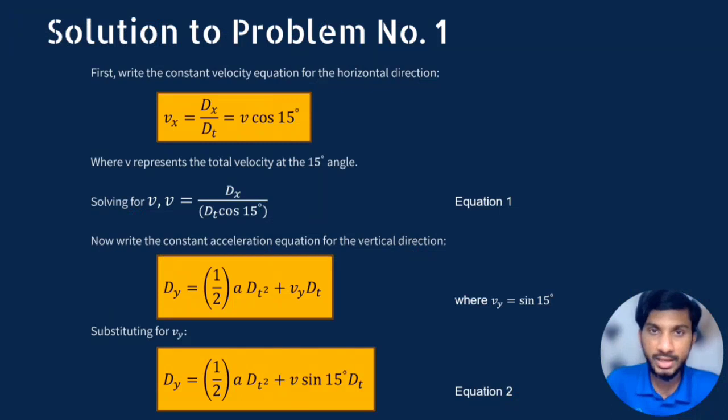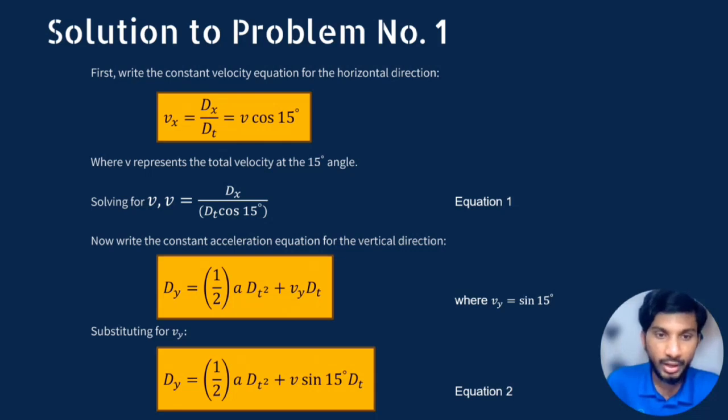As you can see, this is the solution of problem number 1. Firstly, write the constant velocity equation for the horizontal direction. Vx equals dx/dt equals v cos 15 degrees, where v represents the total velocity at the 15 degree angle. Solving for v, v equals dx over dt cos 15 degrees.